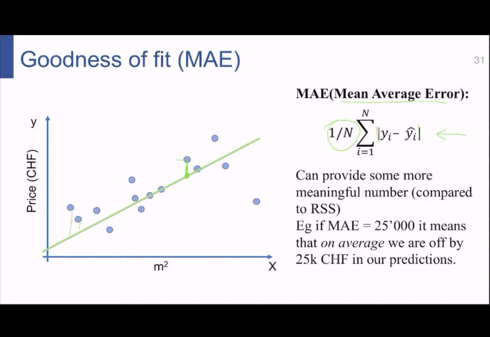And this MAE, the mean average error, can provide more meaningful numbers compared to the RSS. If the mean average error is 25,000, this means that on average we are off by 25k in our prediction. Whereas the RSS depends on how many points we had. If you have more points, the RSS is always going to increase. So the mean average error provides more meaningful numbers.